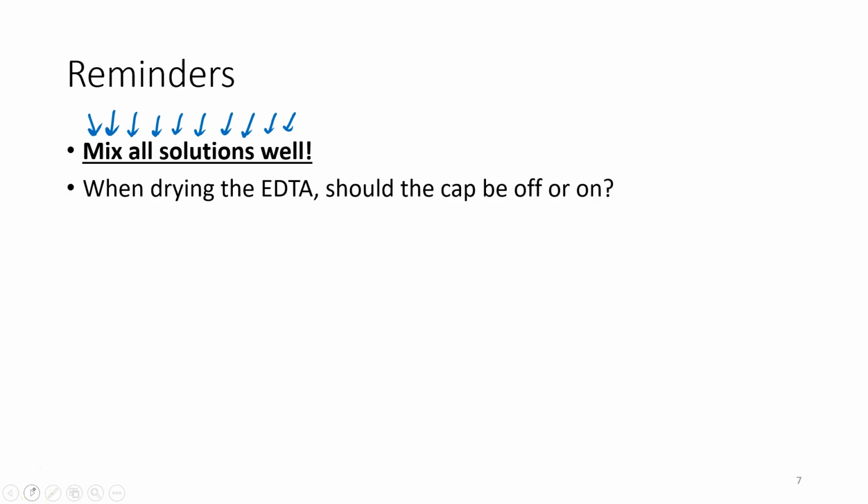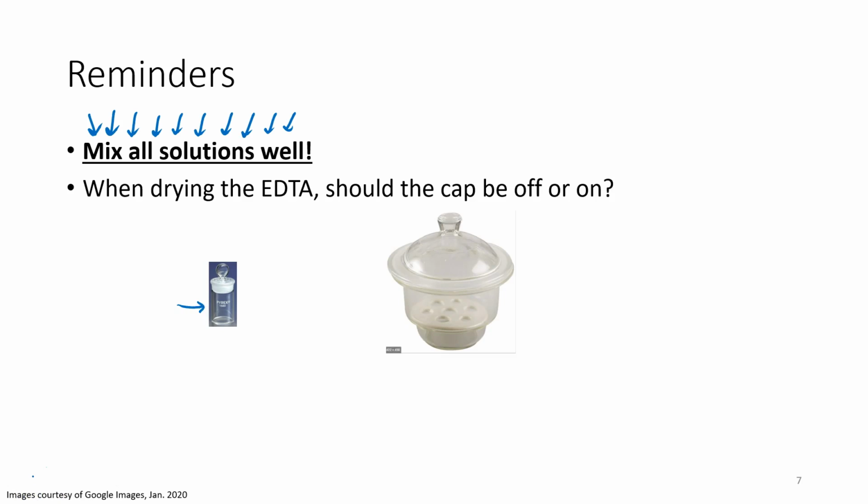The procedure tells you to dry the EDTA in your desiccator. So you'll weigh a little bit out in a weighing bottle, and then you'll put it in the desiccator to dry for an hour. But should this cap be off or on in the weighing bottle? Well, the point of drying the EDTA is to remove excess water, and if the cap is on, that isn't going to happen. So the cap should be off when your EDTA is in the desiccator.